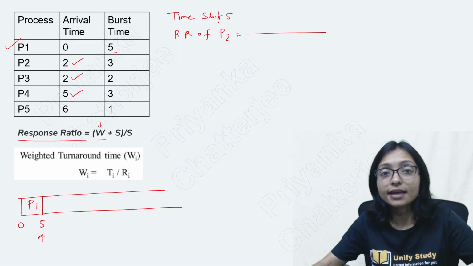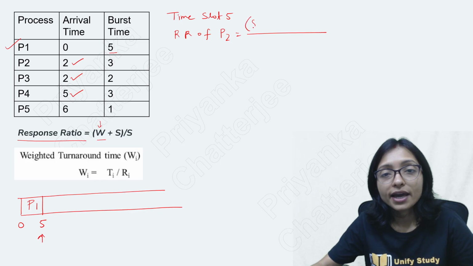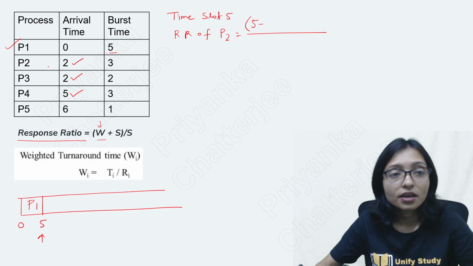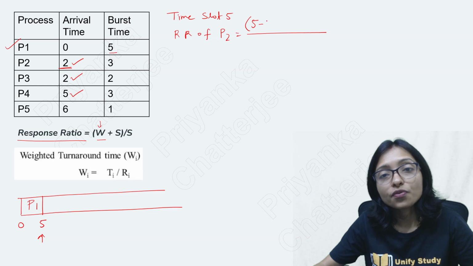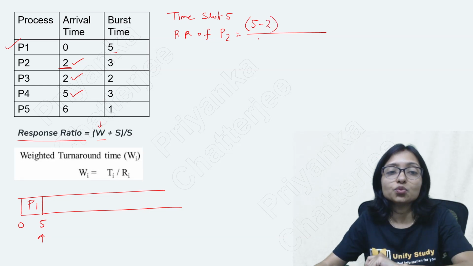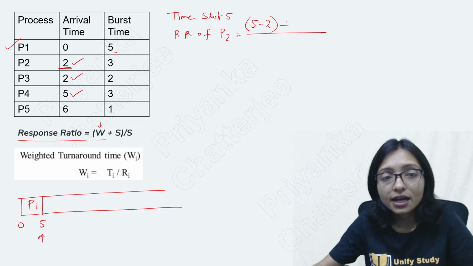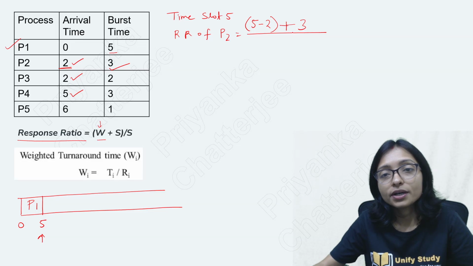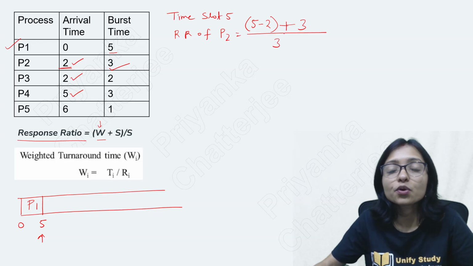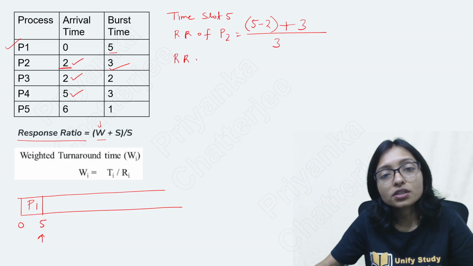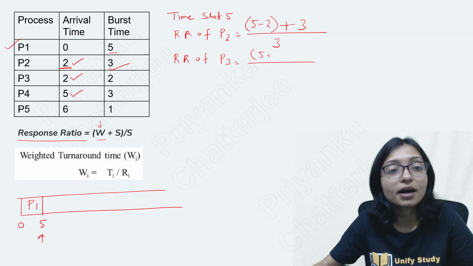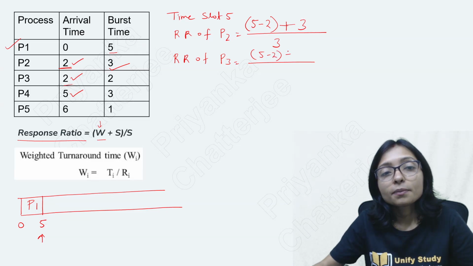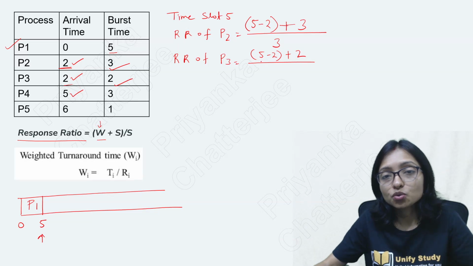Time is now 5, and P2 arrived at 2. So far it has waited 5 minus 2. That is the waiting time. Plus S, the burst time, which is 3. So (5 - 2 + 3) / 3. This is the response ratio for P2. Now for P3, it will be the same: 5 minus 2, plus 2 because the burst time is 2, divided by 2.